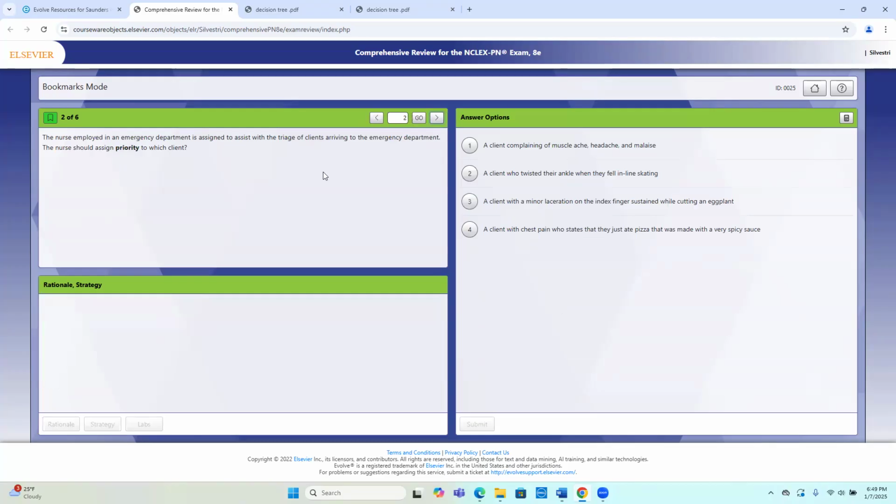All right. The nurse employed in an emergency department is assigned to assist with the triage of clients arriving to the emergency department. The nurse should assign priority to which client. So our topic is going to be like a triage event, right? And our STEM is priority assignment for triage. It's really hard to break this one down a little bit, but it's just going to be that priority assignment for triage. So you're in the ER. All it's saying is which individual are you going to see first? Okay.